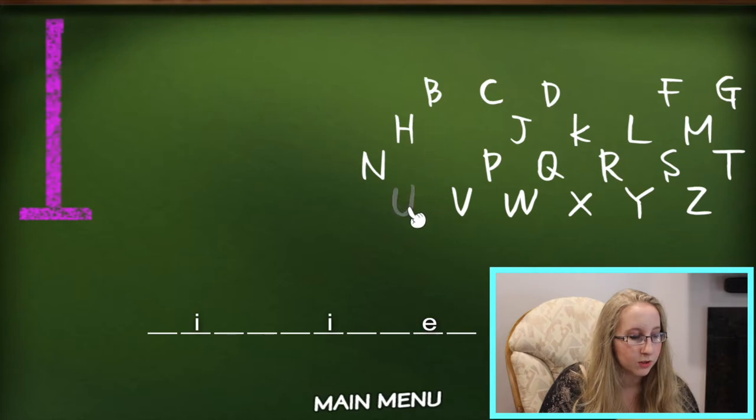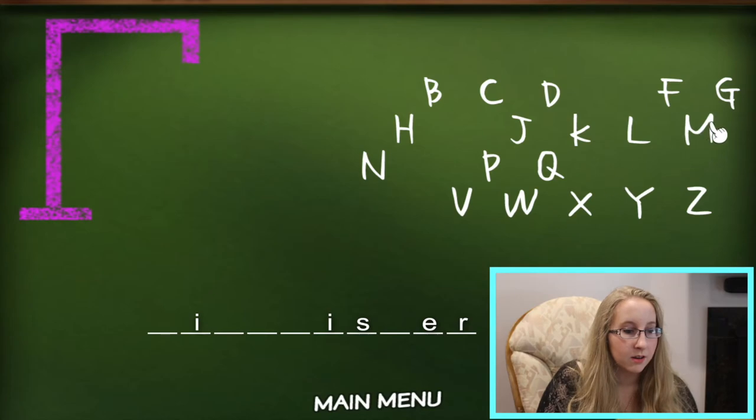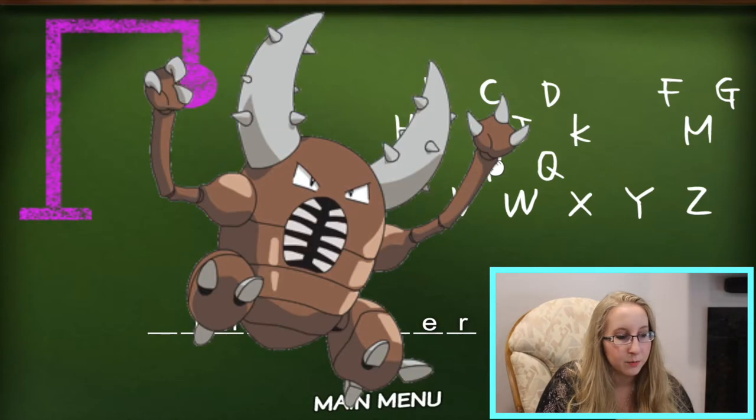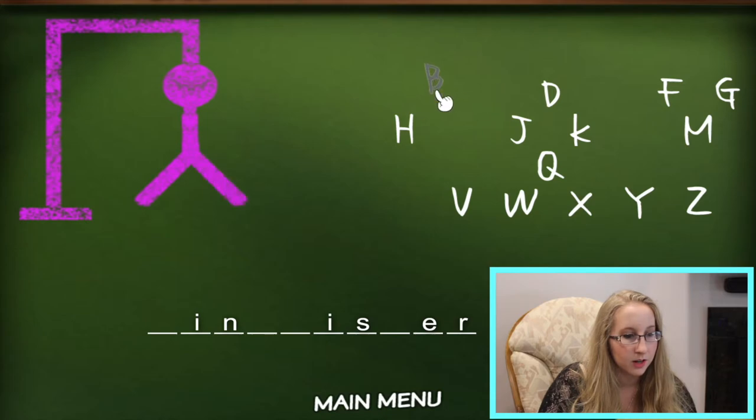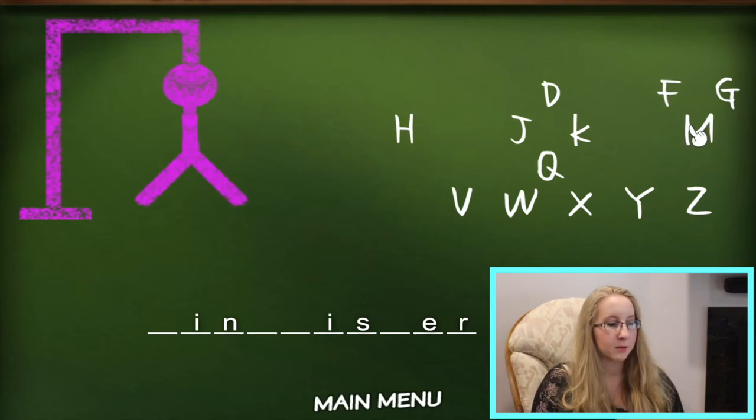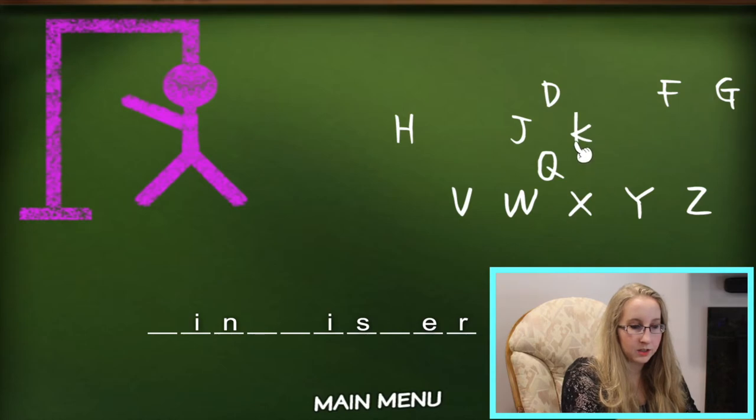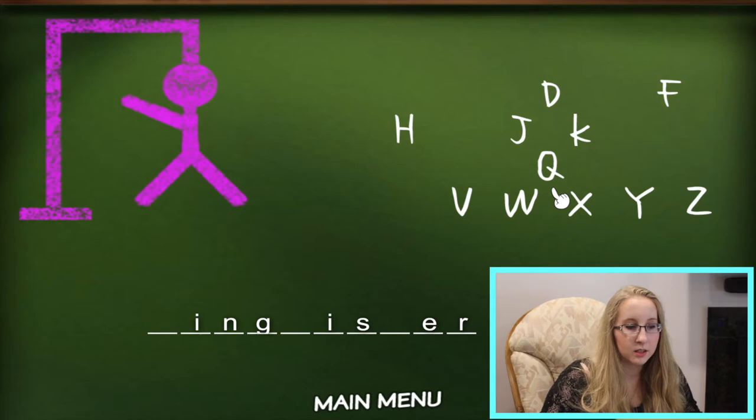A, E, ooh, S, T, R, N. Ooh, L, no. A pincer, I keep doing Pokemon. D, C, no, oh god, I don't know what this is. Think about it. Alright, M, G, ooh, wing, Kingler.